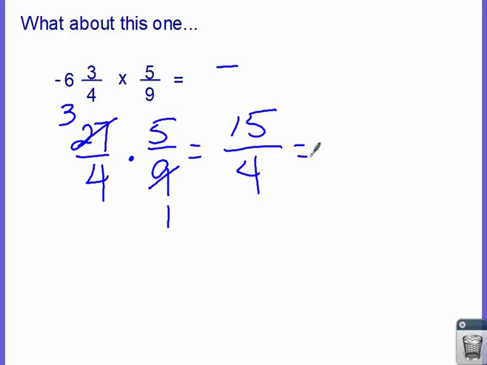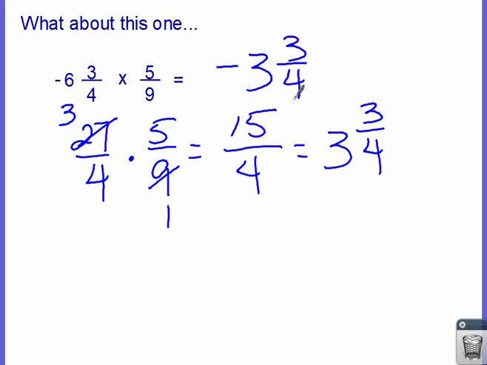And now I divide. How many 4s in 15? 3. Okay, that gives me a total of 12. So I pull the 12 out of the 15. I'm left with 3/4. So my answer is going to be 3 3/4. But because of our original negative, it's got to be a negative 3 3/4.